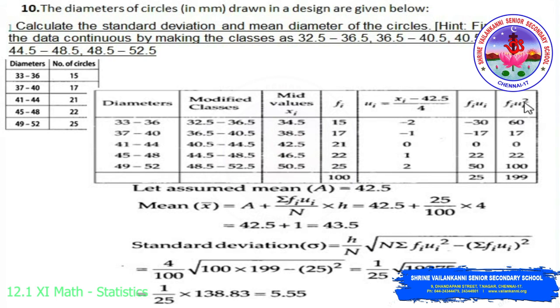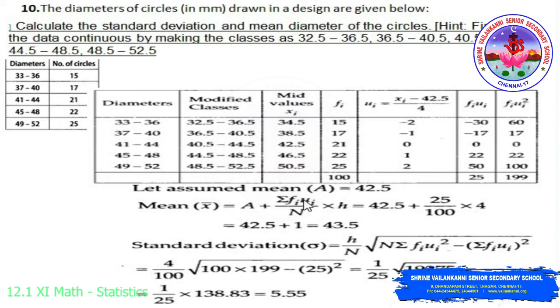Then we are going to find Fi Ui square. So Ui square is minus 2 whole square, which is 4. So 4 into 15, which is 60. Then 1 into 17, 17. 0 into 21 is 0. Then 22 into 1 is 22. Then 2 square is 4. So 4 into 25 is 100. So the sum of all these, we get 199.